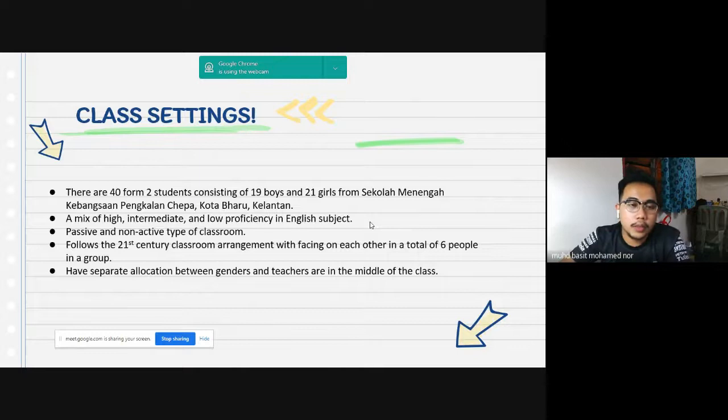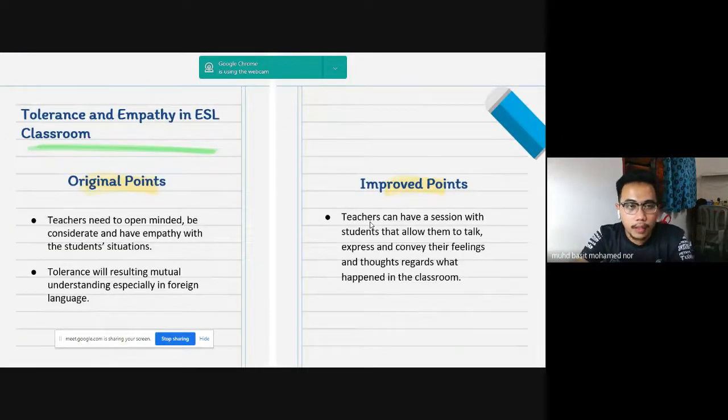So that's why I put in my class the separate allocation between genders. Okay, the next one is my improve. The first one is the tolerance and empathy in the ESL classroom.